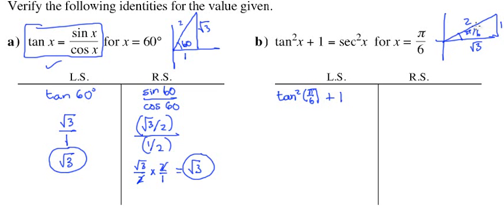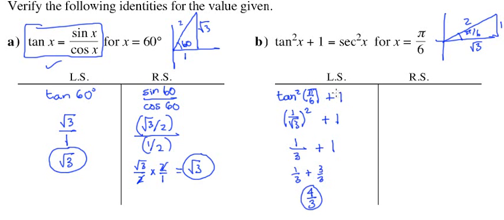The tangent here is opposite over adjacent, so it's 1 over root 3. That's tan pi by 6. We have to square it, and when we're done, we have to add 1. 1 squared is 1. Root 3 squared is plain old 3. Plus 1. That's 1/3 plus 3 over 3 to get our common denominator. The total on the left is 4/3.